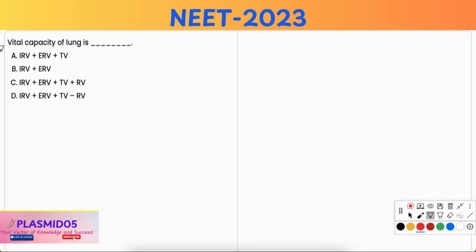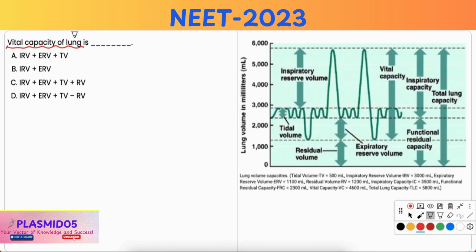In this question, you have to choose the correct option that represents the vital capacity of lungs. Option A, IRV plus ERV plus TV. Now, vital capacity, that is VC, is the maximum volume of air a person can exhale after a maximum inhalation. Thus, it is the sum of inspiratory reserve volume, that is IRV, plus expiratory reserve volume, that is ERV, and tidal volume, that is TV. Thus, it is the correct option.